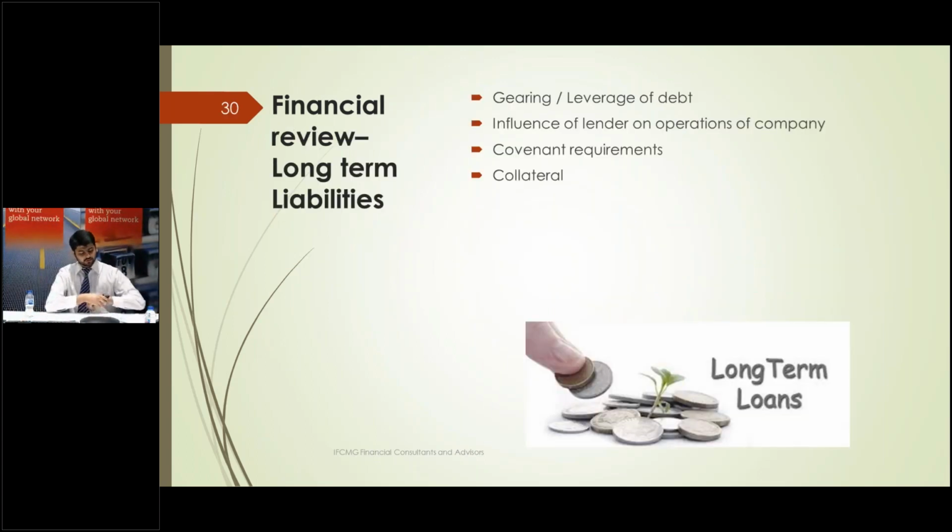Finally, we have long-term liabilities. With that, we need to check again the gearing and leverage of debt, and the conditions or covenant requirements of the debt. What collateral have we provided, and what are the covenant requirements?